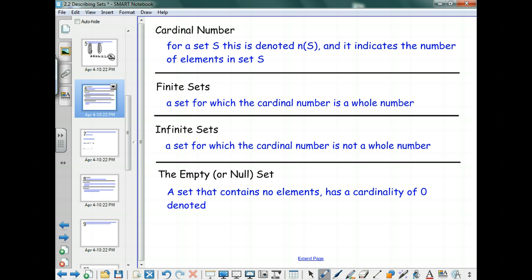All right, cardinal number. The cardinal number for a set S, the notation for it, is an N with the set S in parentheses. The way that you read this is it's the number of things in set S. So when I put an N on the outside of a set, I'm talking about the number of items in the set. And that's all cardinal number means. It just means the number of items.